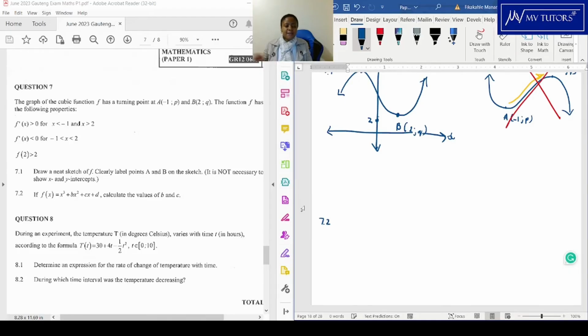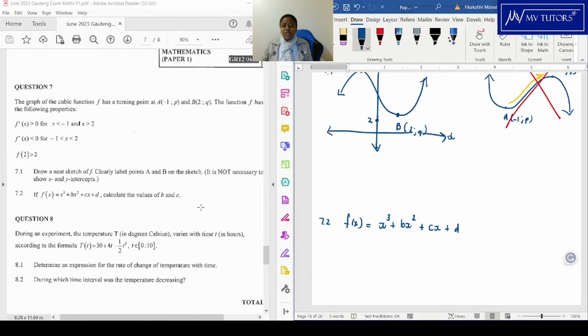It says if f of x, so we don't know what the equation of the function is, but we know that it is a positive cubic function, right? Because it ends up with a happy face. So x cubed plus bx squared plus cx plus d. Now it says calculate the values of b and c.